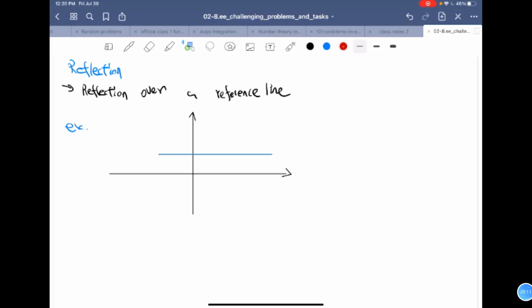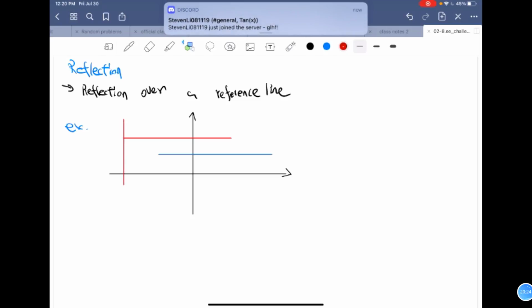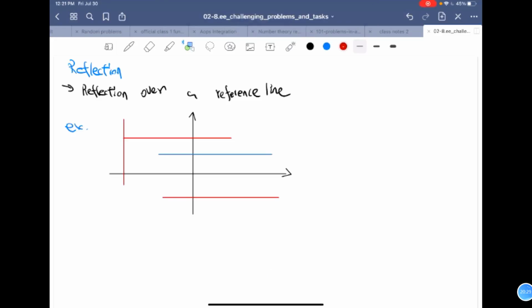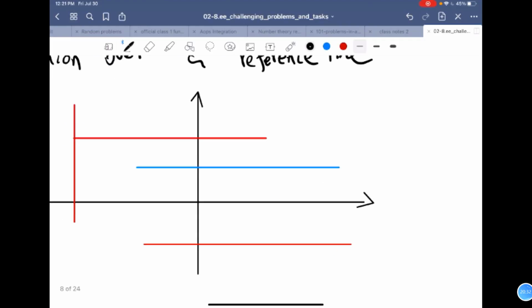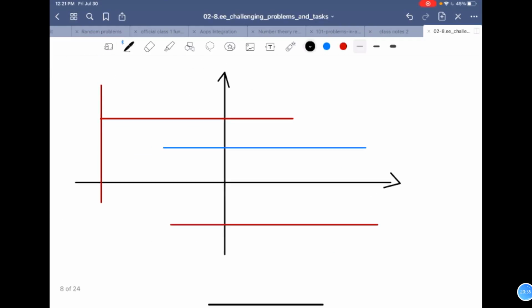First option is this. Second option is this. Third option is this. Sorry. Option 1. Option 2. I know it's kind of stupid, but we still have to do option 3. Which option do you guys think is the case?